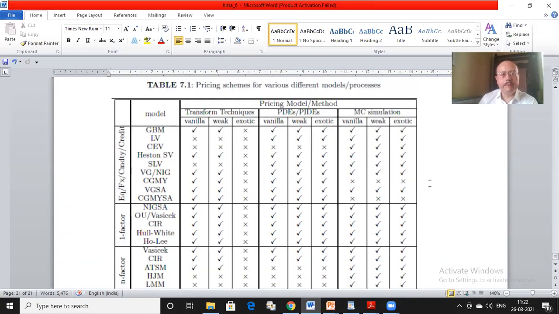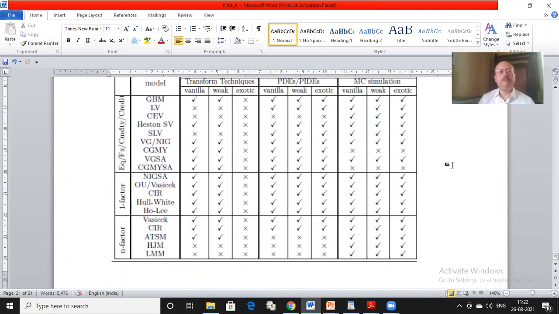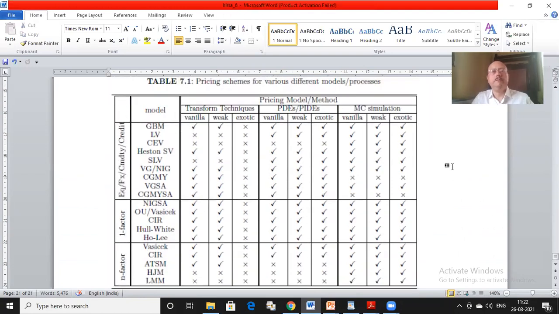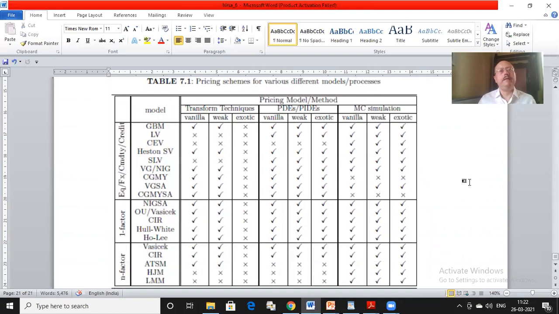Okay, so this is the table that I wanted to show you finally before we sign off. So what is this table about? This table is about the use of different pricing schemes under different models using different methods. This is a comprehensive table which I have taken from chapter 7. It is the first table in chapter 7, which gives a complete summary of the different techniques that are usable for different contracts under different models.